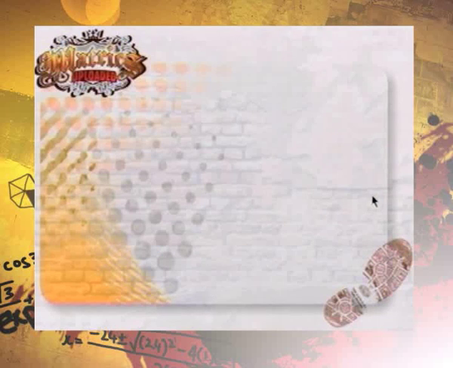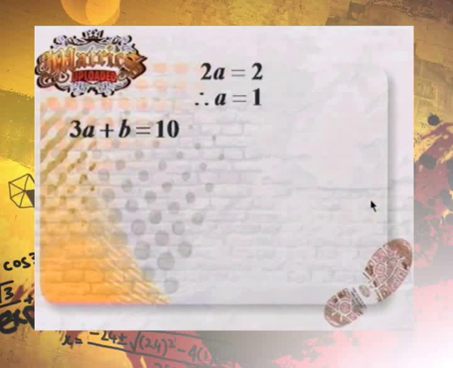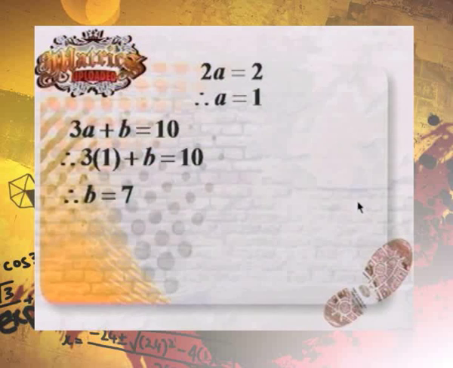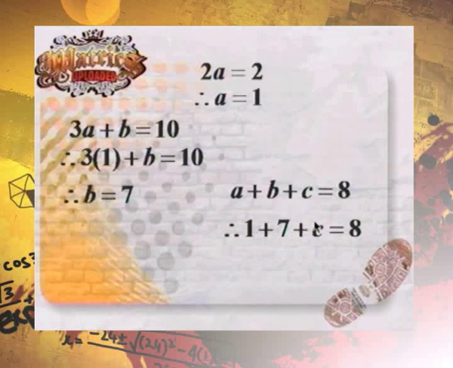So let's see. 2a is 2, so a is 1. Now you've got 3a plus b equals 10. Replace the a with 1, and then b is 7 if you take it across. a plus b plus c is equal to 8. We know a and b already, and there we go, so c is equal to 0. Then the general term of a quadratic is, do you want to tell them, Nelson? What is the general term for a quadratic? General term, we have an squared plus bn plus c.